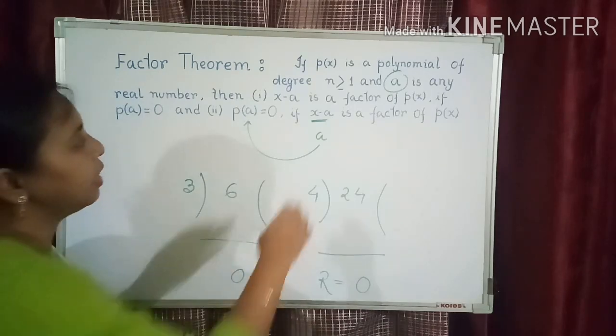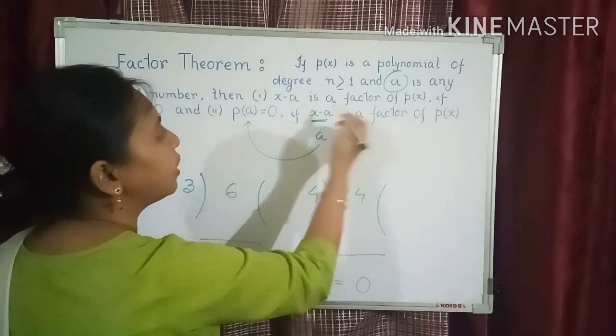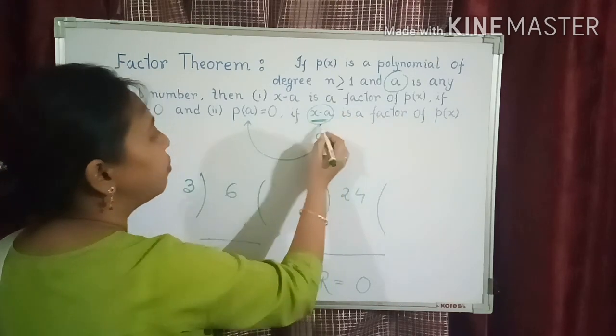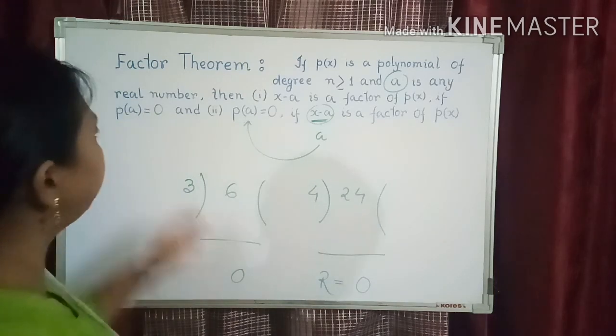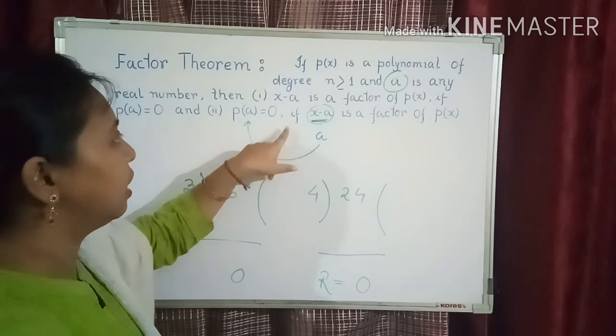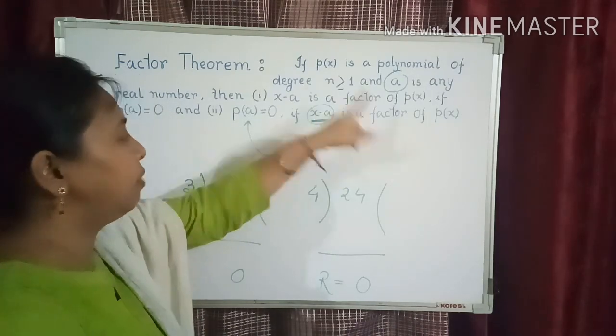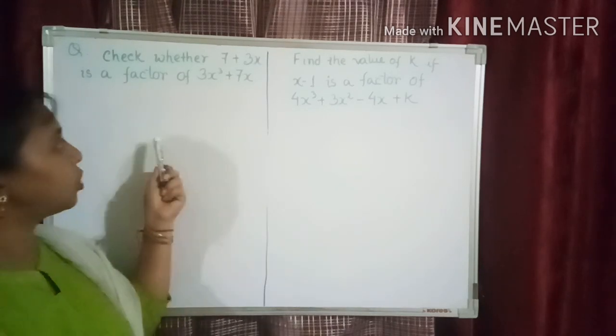So in this way, if x minus a is a factor of P(x), which we already know, then the zero of x minus a, if we put it there, we will get 0. Here two cases are shown. If P(a) equals 0, then x minus a is a factor, and the second one is, if x minus a is a factor, then P(a) equals 0. Now we will try one question.